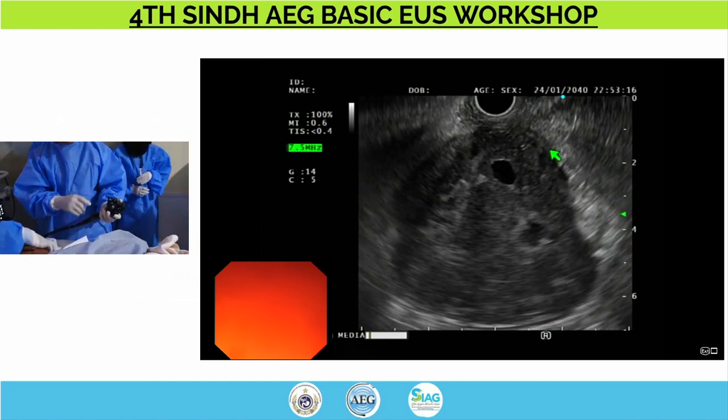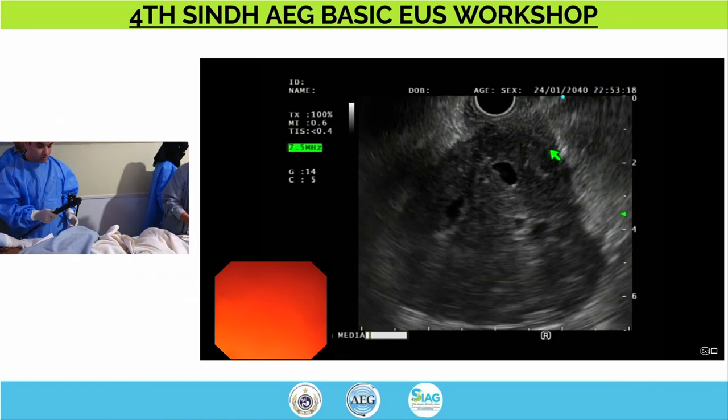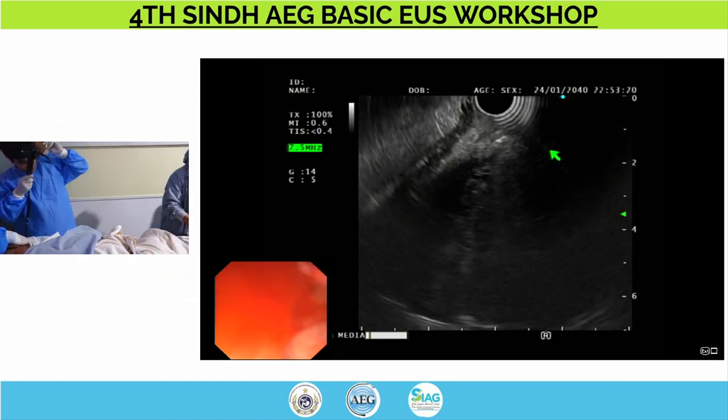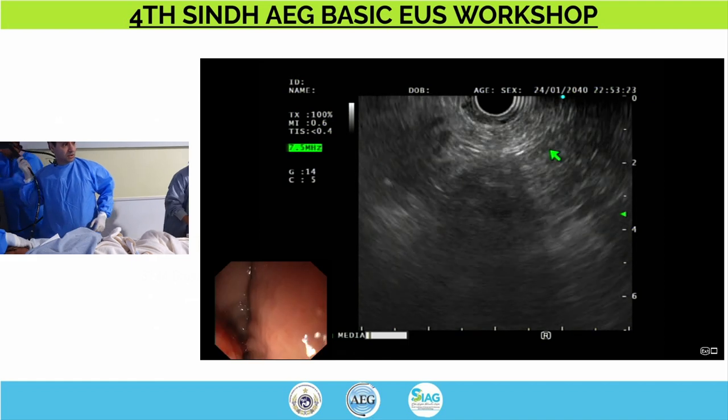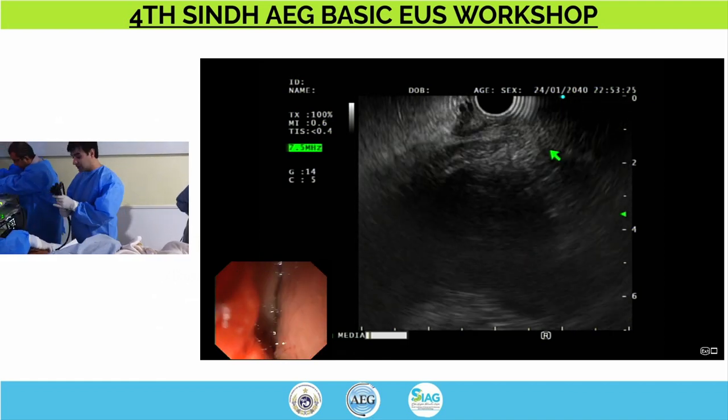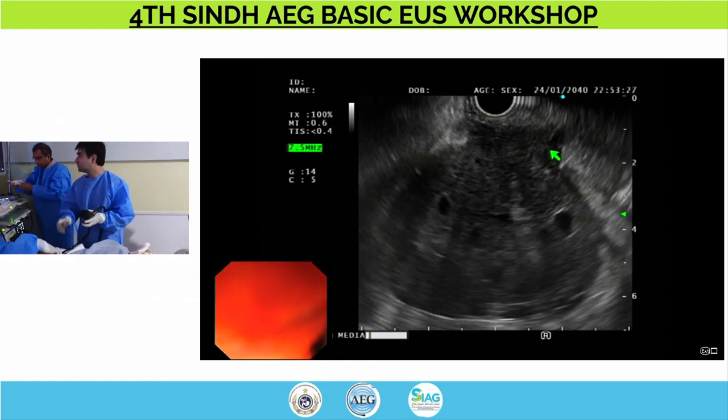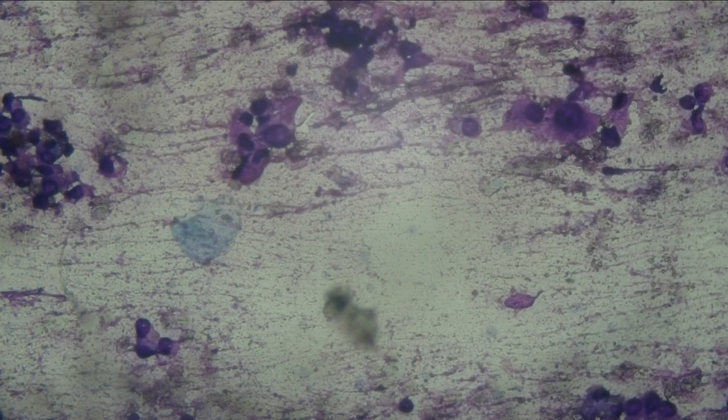Can the camera go over there? Okay, so we're going to slowly go down to the tissue processing area. If you don't mind, I'll just go quickly.